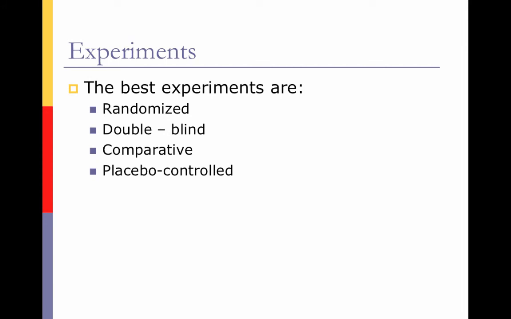To wrap it up, the best experiments are randomized, meaning from your very limited population, you randomly determine who receives what treatment. They are double-blind, so the subjects and the administrators do not know who is receiving what treatment. They are comparative, so they have a control group to be able to compare the treatment to a baseline. And they are placebo-controlled, so that way the people who are in the control group are unaware of what group they are in.